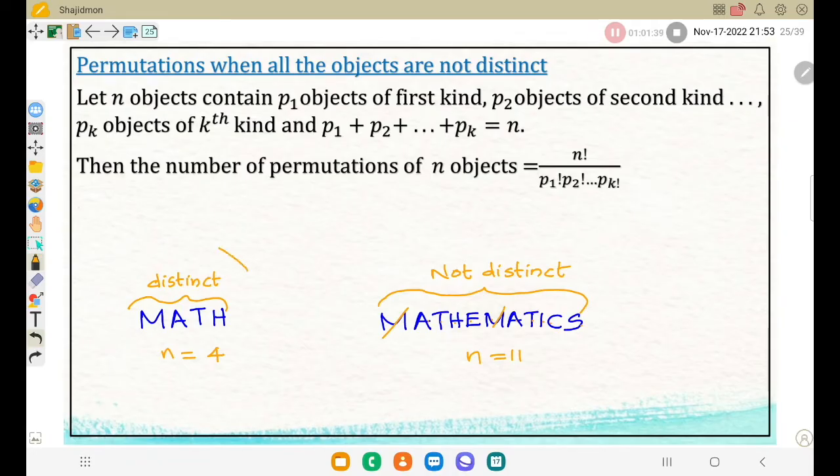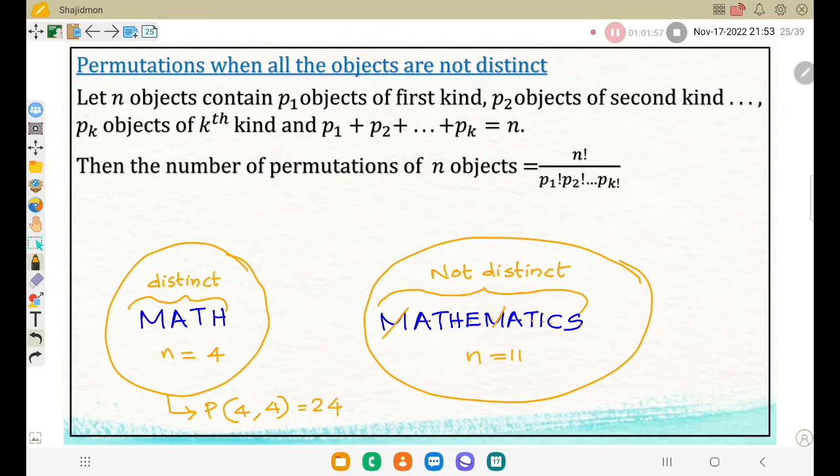So we already studied how to find the permutation for math. We studied that one, correct? Permutation of 4 objects taking 4 at a time, you will get 24, correct? But what about the permutation here? How many ways can we arrange the word mathematics? That is our question. What is the permutation? That is what we are studying here.